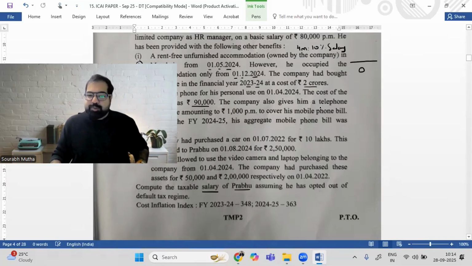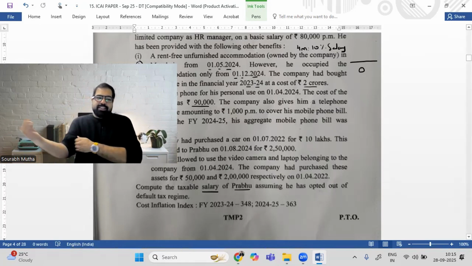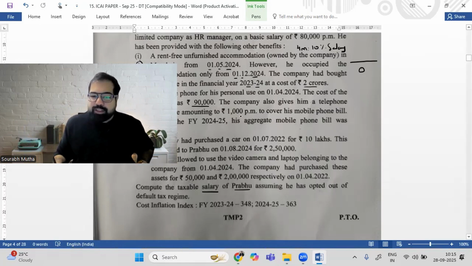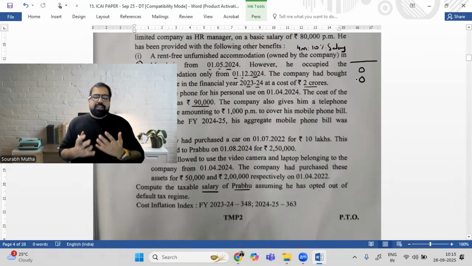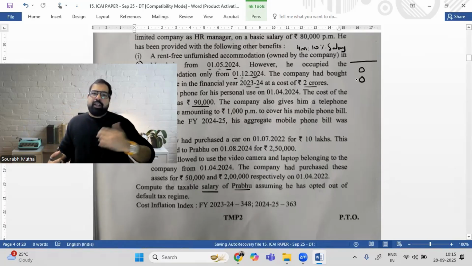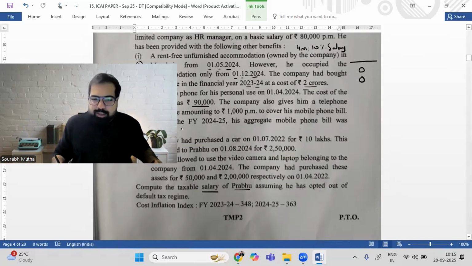The company also gives him a telephone allowance. As you know, guys, allowance is like pocket money. It is first added: 1,000 per month into 12, so 12,000 will first be added. But it's a daily expense. So you can minus the mobile phone bill of 15,000, so 12,000 minus 12,000 is zero. I'm assuming the telephone allowance is a daily allowance. What is a daily allowance? Something that is spent in the day-to-day affairs of the work. So I'm assuming that, and hence nothing will be taxable here also. So this one is done.